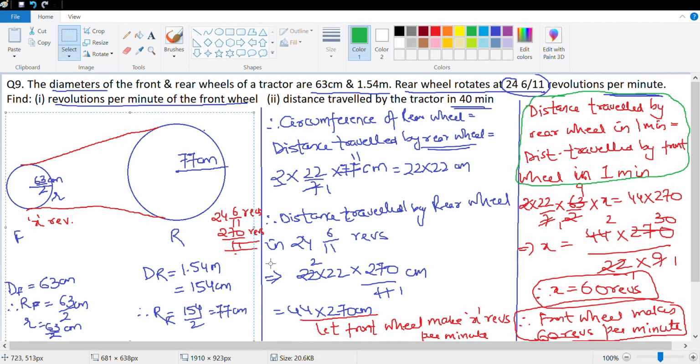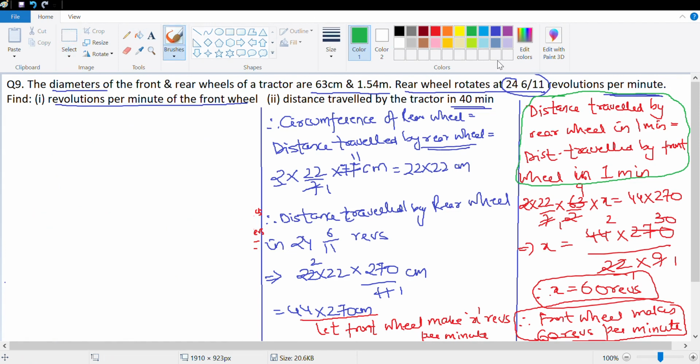Let me erase this part here so I have space to solve the last part. This is distance traveled by the tractor in 40 minutes. So we know that this rear wheel makes these many revolutions, this much distance in 1 minute. So let's calculate how much distance will it travel in 40 minutes. So this is distance traveled in 1 minute. So distance covered in 1 minute we calculated as 44 into 270 centimeter.